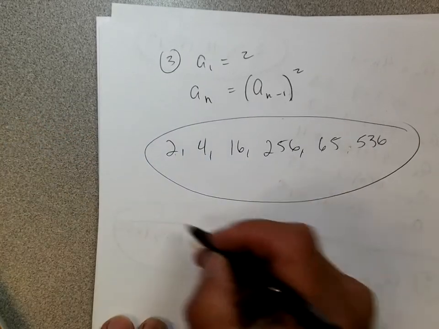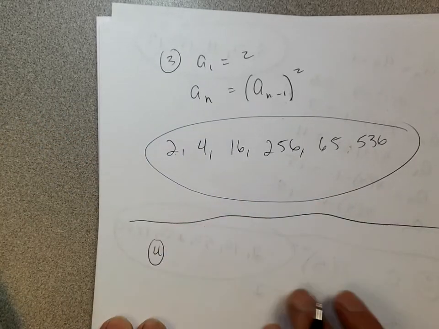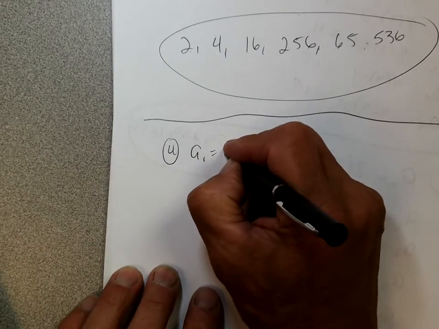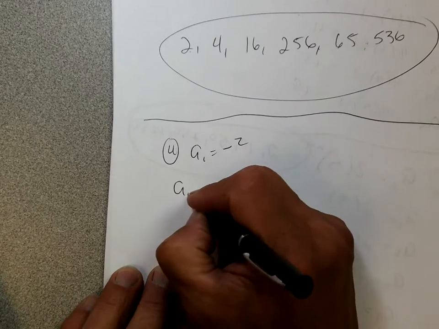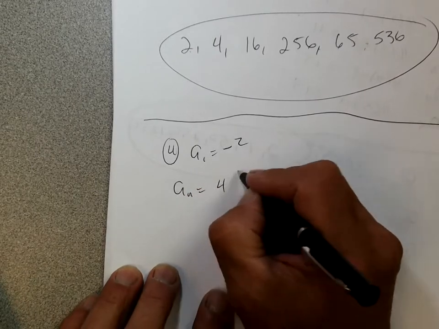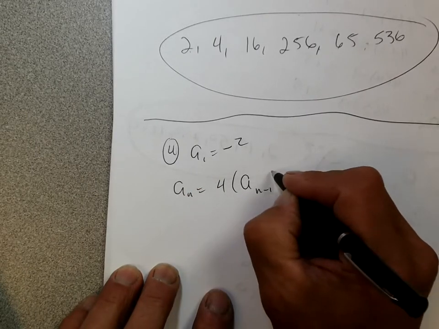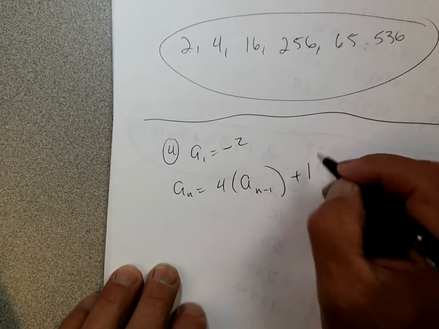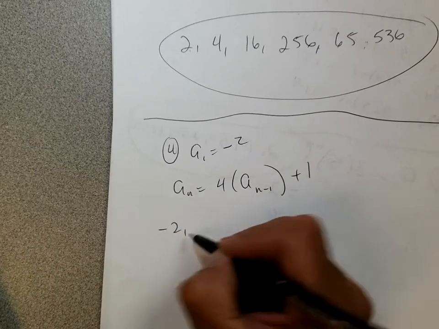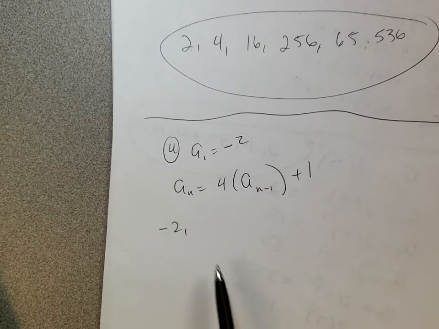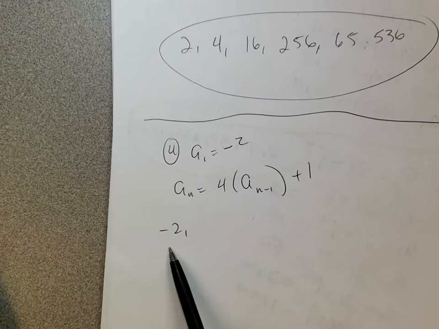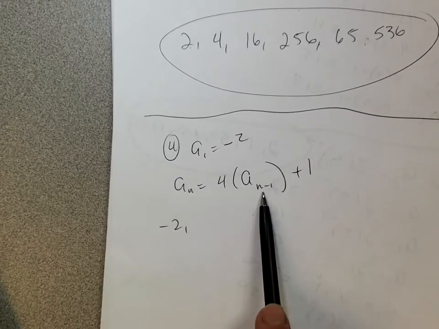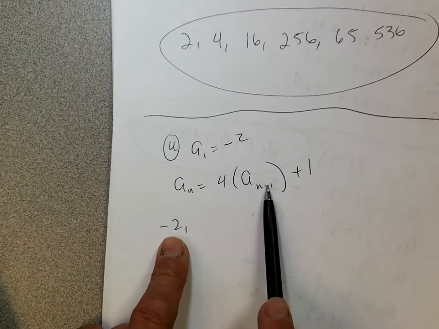Number 4. We're going to go A1 is negative 2, and A of n is equal to 4 times A to the n minus 1 power, subscript, plus 3. Okay, now, again, my first term is negative 2. I write it down. Then I take my previous term, which is the negative 2. This means take the term you just wrote down. I just wrote down negative 2. So 4 times negative 2.